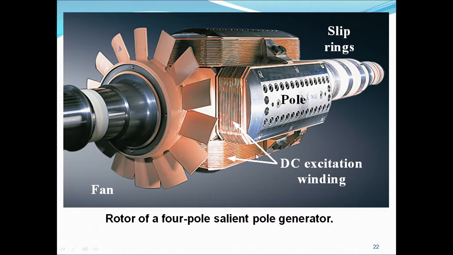See here, it is a 4-pole salient pole generator. These are the poles, and this is the turbine blades where it is connected to the rotor. This is the shaft. These are the slip rings, 1, 2, 3. The windings are connected to the slip rings. This one is the DC excitation winding where we have to give supply.